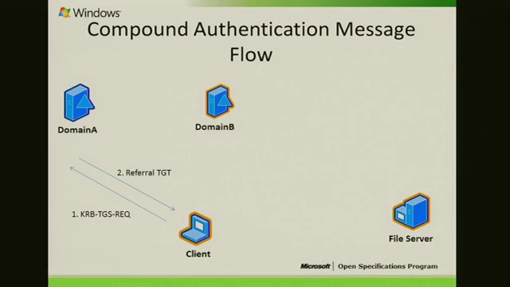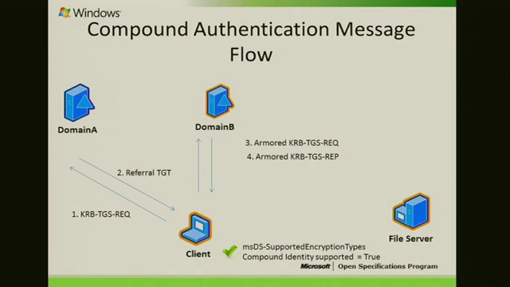Then that client is going to go ahead and send an armored Kerberos request, right? So it knows that domain B supports FAST, so it's going to send it armored. And this is just straight out of the RFC, plain vanilla FAST. It gets back an armored response.